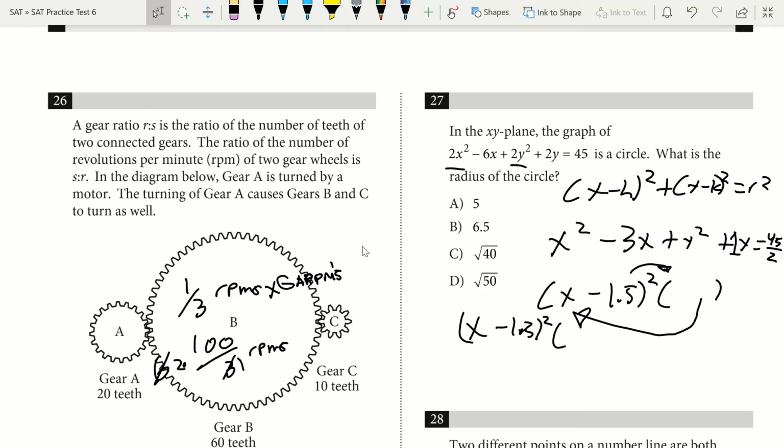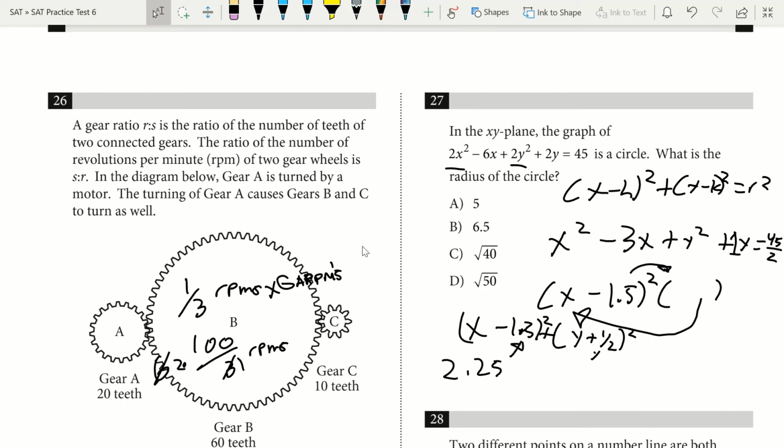It doesn't have to be there. You should just be able to recognize it. So we're going to have that plus y. And since we have that plus 1y, we know we have to have y plus 1/2 squared. So now what I have to do is take this negative 1.5 and square it. So negative 1.5 squared is 2.25.